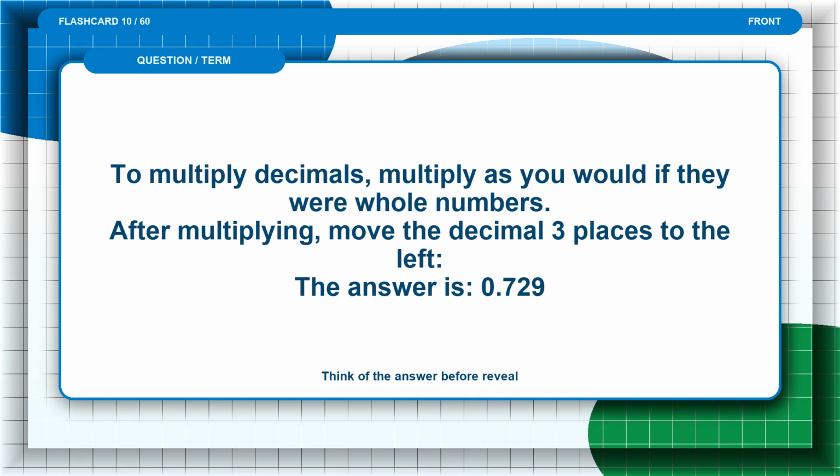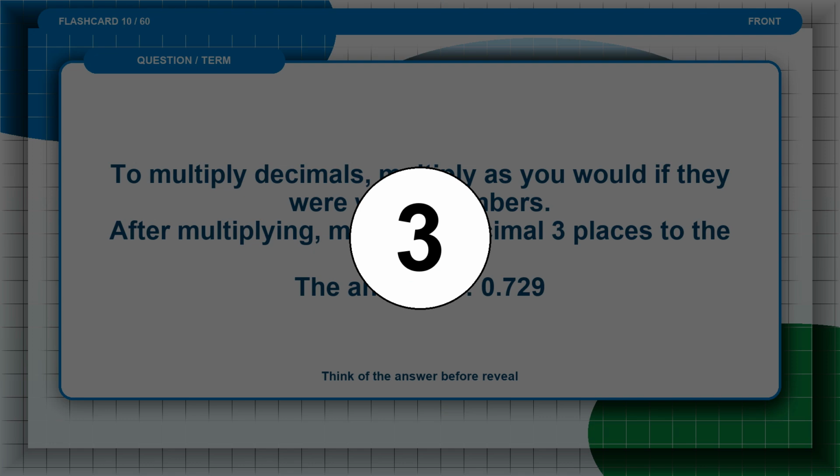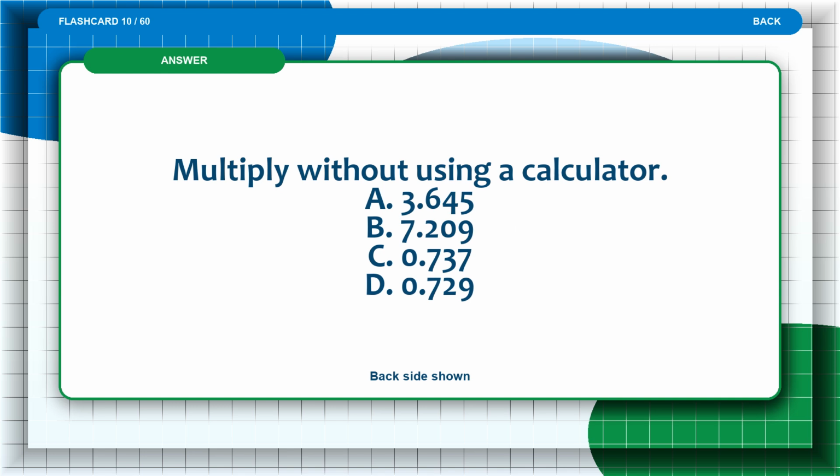Flashcard 10. To multiply decimals, multiply as you would if they were whole numbers. After multiplying, move the decimal 3 places to the left. The answer is 0.729. Think of the answer before the reveal. The answer is: multiply without using the calculator. A, 3.645; B, 7.209; C, 0.737; D, 0.729.